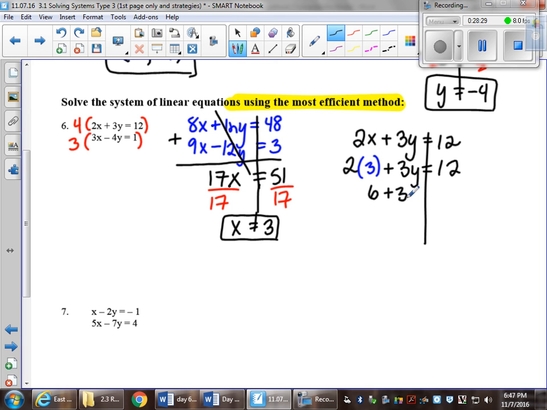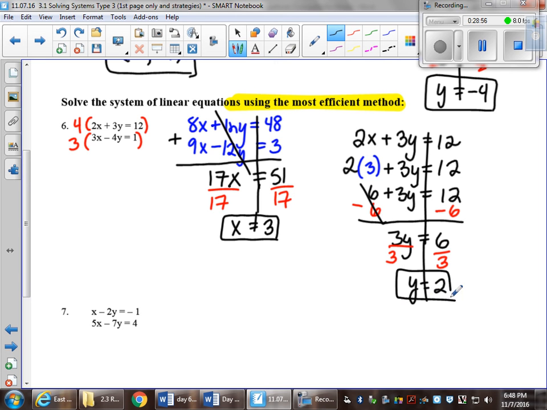So I have 6 plus 3y equals 12. Subtract 6 from both sides. y equals 6. We'll divide both sides by 3. Y equals 2. My solution, 3, 2.